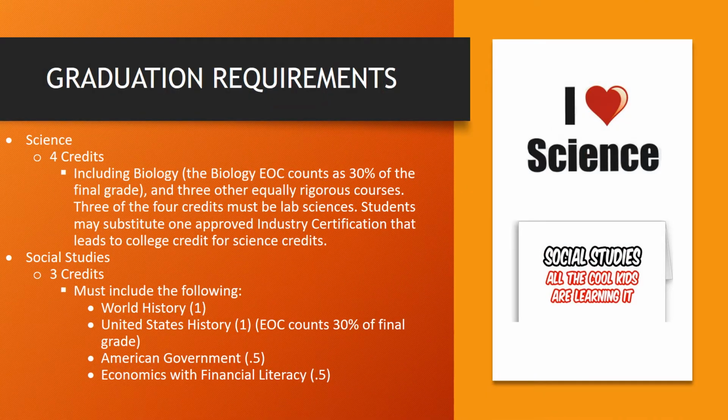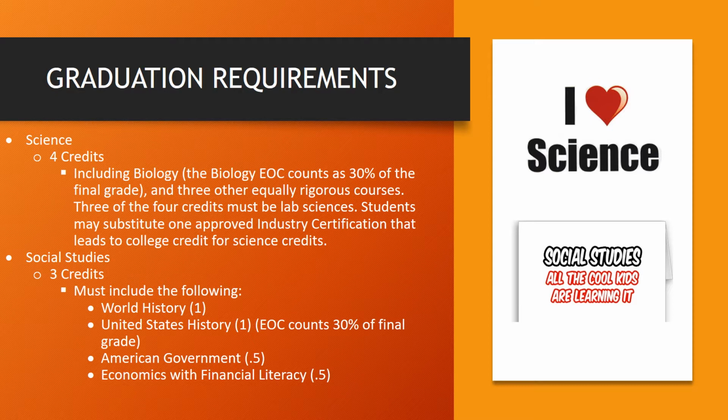In the area of science, 4 credits are required, including biology and the biology end of course exam, which counts as 30% of the final grade, and 3 other equally rigorous courses. 3 of the 4 credits must be in lab sciences. Students may substitute 1 approved industry certification that leads to college credit for science.